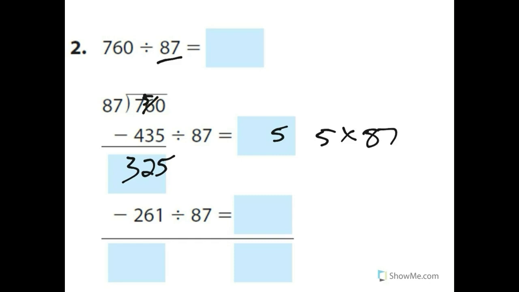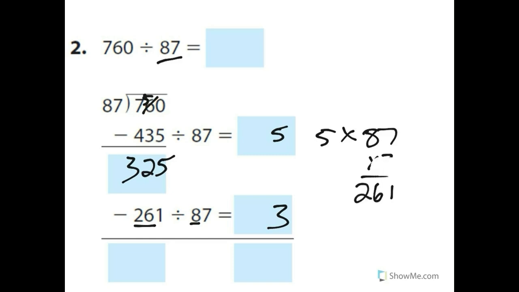But wait, Mr. Penguin, how did they get 261? Well, they did 3 times 87. How I would think of this is I've got 8 here, and I multiply it by 3 to get 24, which is close to 26. So they did 87 times 3, and if I did that right here real quick, 3 times 7 is 21. Carry my 2, 3 times 8 is 24, 24 plus 2 is 26, 261. That's how they got that.